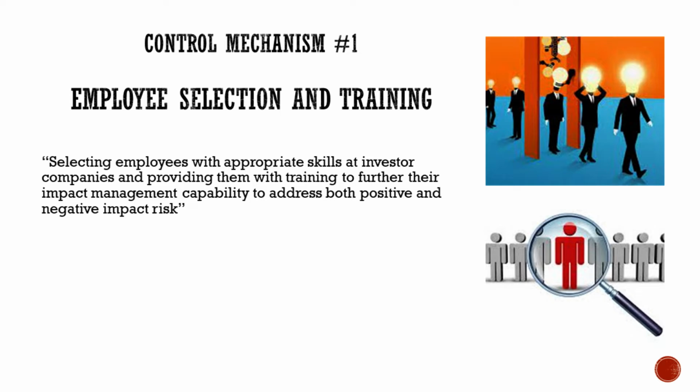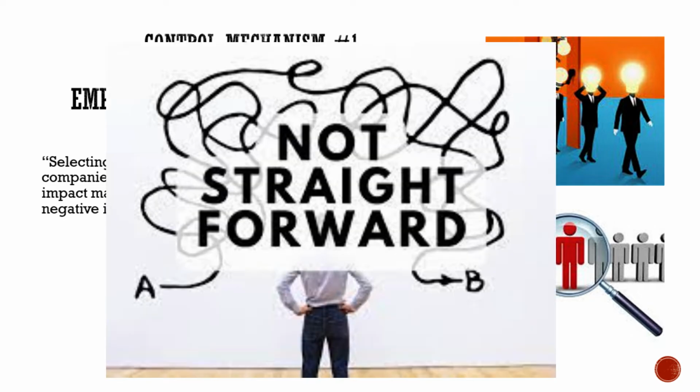The first control mechanism used is selecting employees with appropriate skills at investor companies and providing them with training to further their impact management capability to address both positive and negative impact risk. However, using employee selection and training as an impact risk control mechanism is far from straightforward in impact investing.